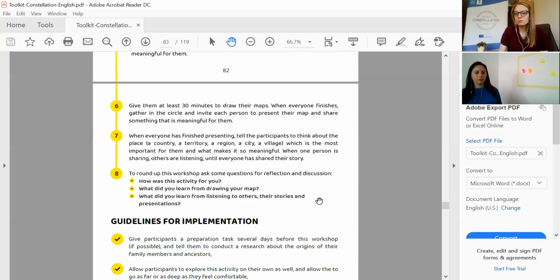Marcela, what about this workshop? What does it give to you? What's the meaning of this workshop?